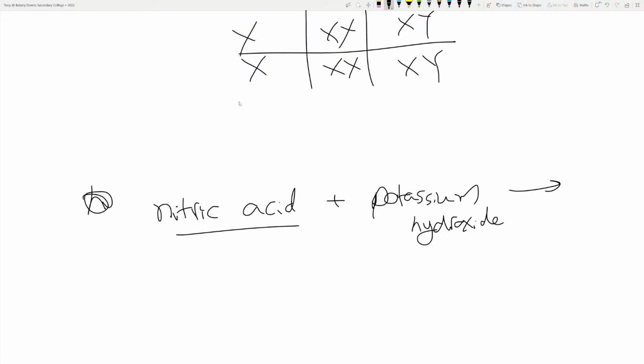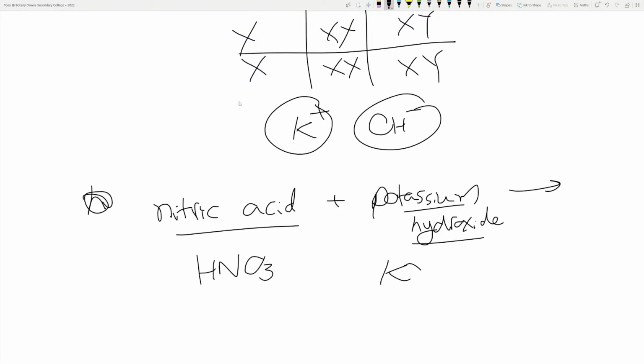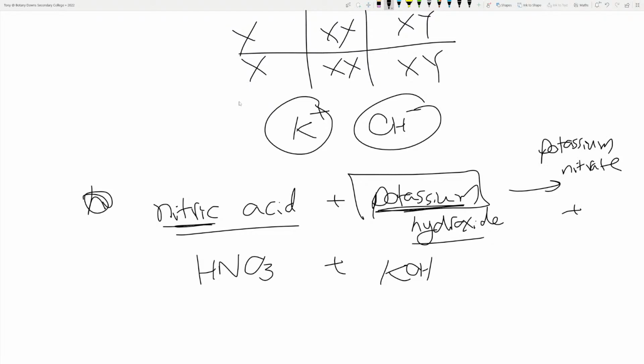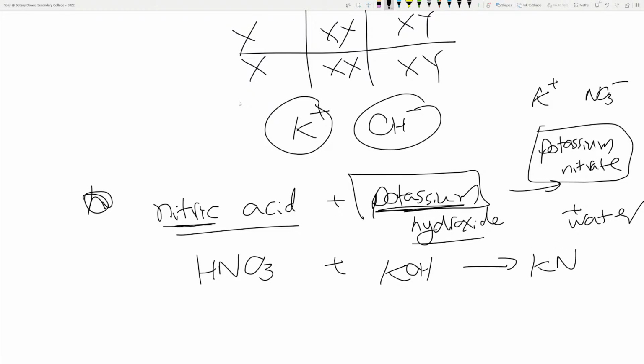Nitric acid is HNO3, you just need to know that. For potassium hydroxide, if you look on the periodic table, potassium is K+ and hydroxide is OH-, so this is KOH. What do they make? Nitric acid becomes nitrate, so this is potassium nitrate plus water, because acid plus base makes salt and water. Potassium is K+, nitrate is NO3-, so this turns into KNO3 plus H2O. This one's already balanced.